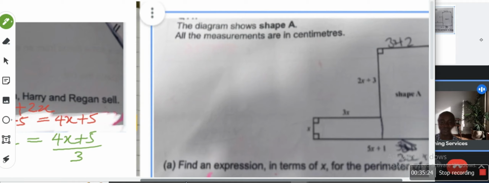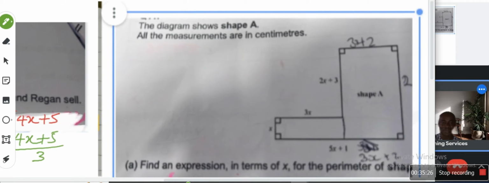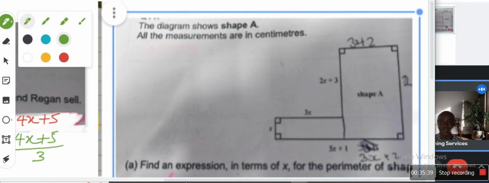All right, let's look at this one. I think finally this one. Look at it. The diagram shows a measurement. They are all in centimeters. It says find an expression in terms of x for the perimeter. You know, perimeter is distance round, isn't it? So we're going to walk around.